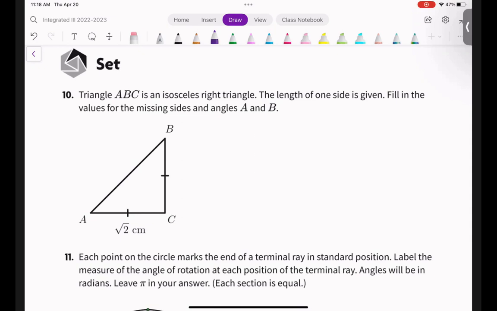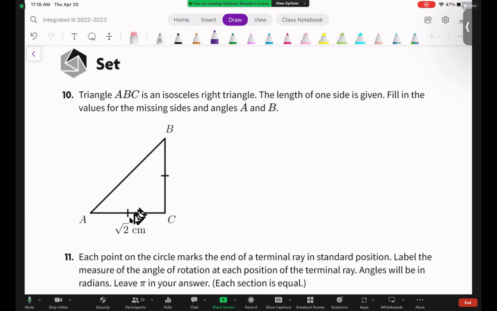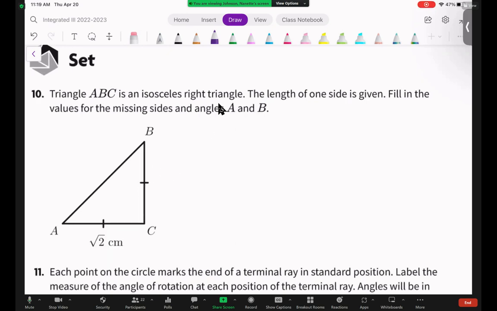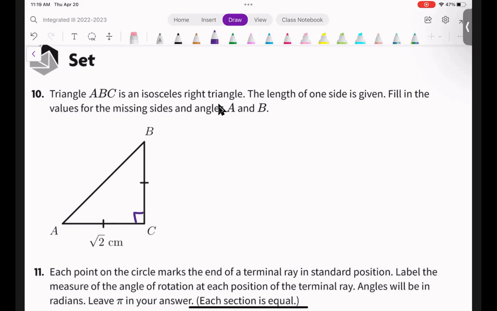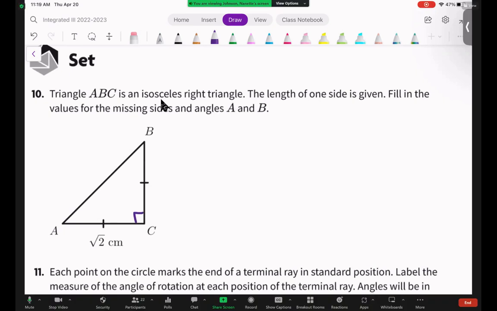Some people said it's because of these marks right here. And yes, that is one of the indicators that I knew that this was a 45, 45, 90 triangle. It also told me that this is a right triangle right here, so I should put that in there too. Being isosceles means two sides congruent, or some definitions say at least two sides congruent. So the fact that it was isosceles and a right triangle, the only triangle that fits that criteria would be your 45, 45, 90 triangle.